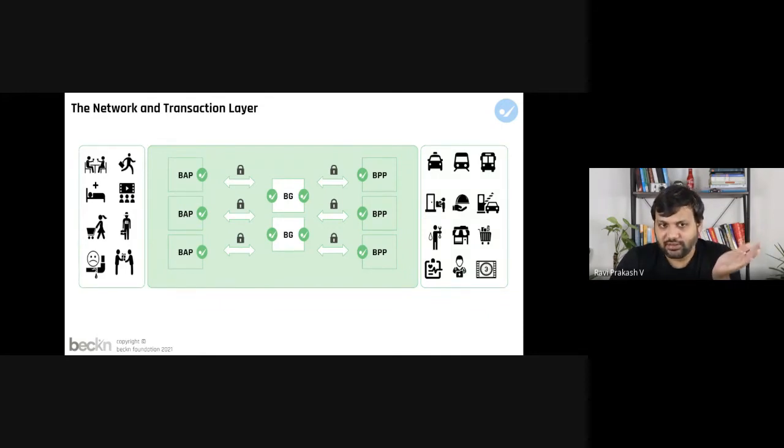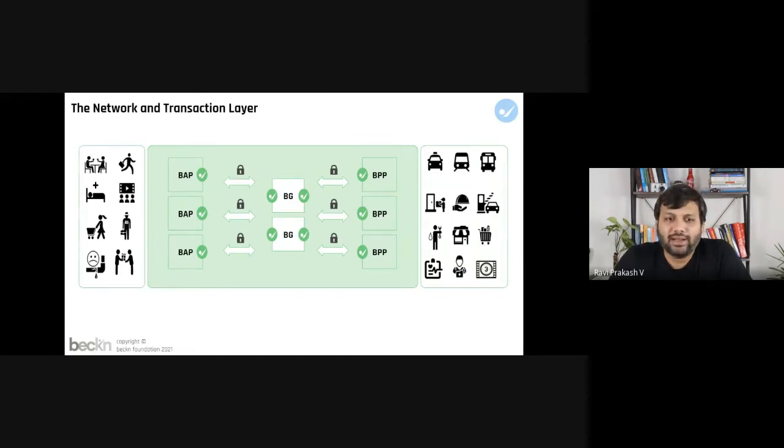Now to discover a BPP or to discover a BAP on a network, you require a central infrastructure, which is called the BG, otherwise called a backend gateway. Okay. This backend gateway acts as a discovery infrastructure, which takes search packets from the BAP and broadcasts them to a bunch of BPPs, depending upon what context it is. Now, how does it select the BPPs to broadcast to? How does it discover the BPPs on the infrastructure? We will go into subsequent slides where we talk about the registry infrastructure.